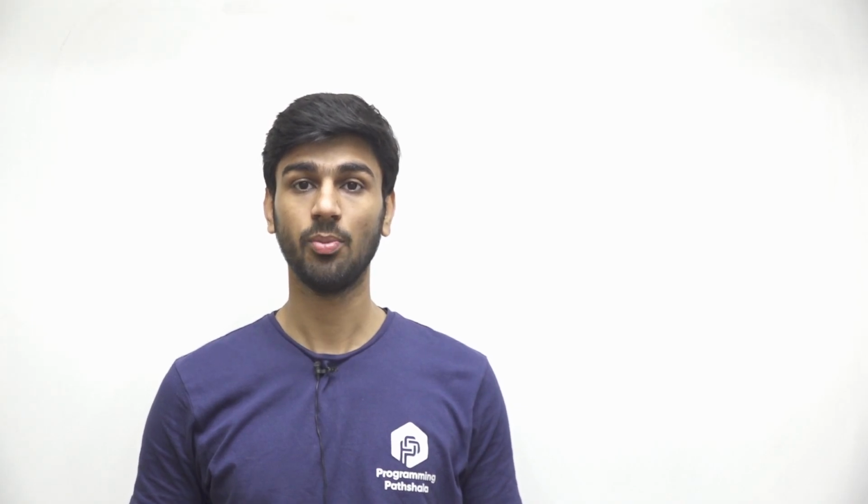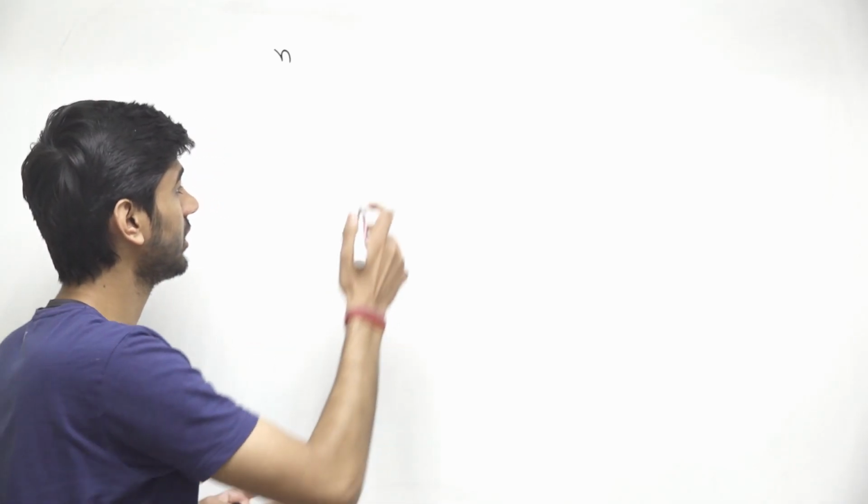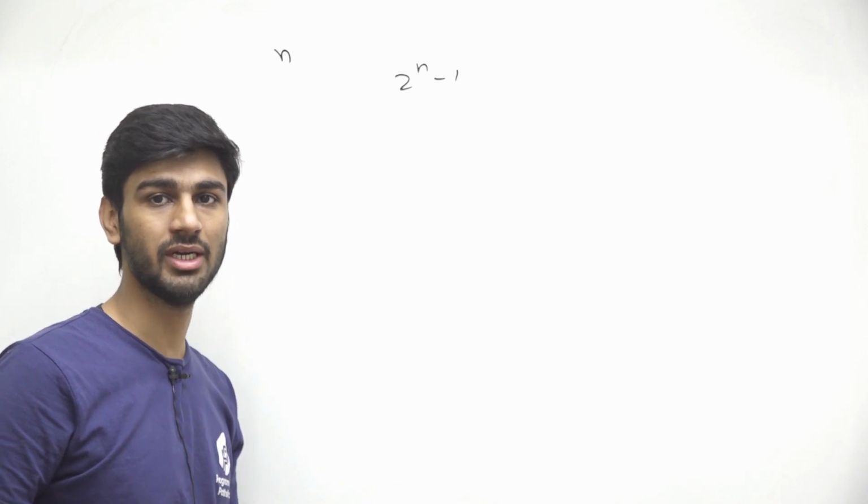Hi everyone, in this video we are going to discuss this problem called cycle length queries in a tree. The problem says that we will be given an integer n which represents a complete binary tree having 2 to the power n minus 1 nodes. These many nodes we will have in a complete binary tree.